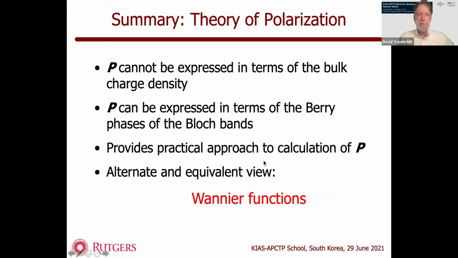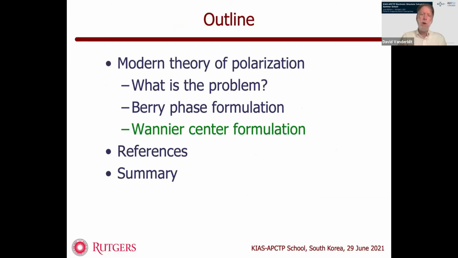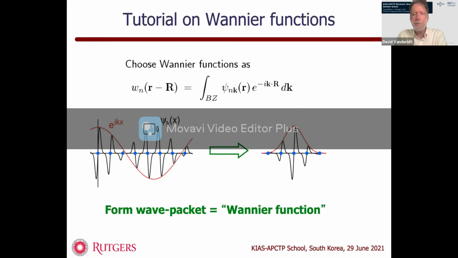It can be expressed in terms of the Berry phases of the Bloch bands, and this provides a practical approach to the calculation of the polarization. But it's still not very intuitive to most people what this Berry phase is. And so I think this second formulation, which is the Wannier function formulation, is more intuitive and gives you a better physical picture of what's going on. So what is a Wannier function?